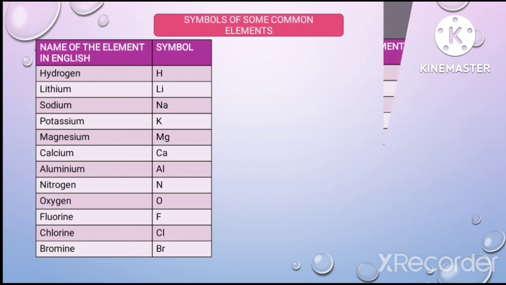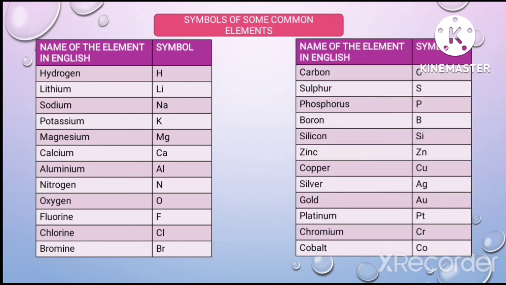Now let's see another table. The symbol of carbon is C, sulfur S, phosphorus P, boron B, silicon Si, zinc Zn, copper Cu, silver Ag, gold Au, platinum Pt, chromium Cr and cobalt Co. Cobalt symbol is Co.